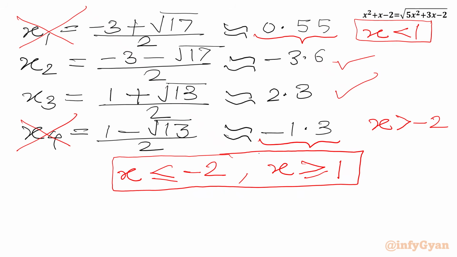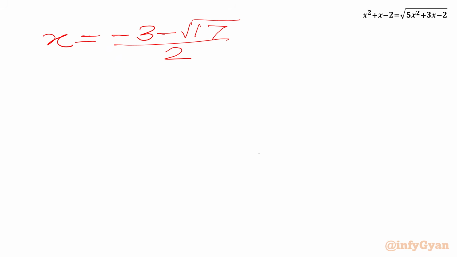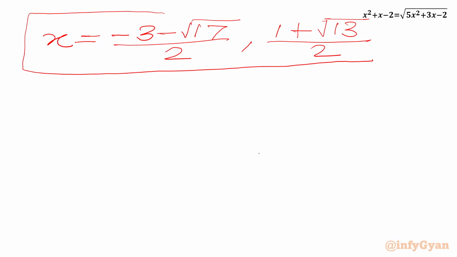So we will write our answer. X will be equal to minus 3 minus square root 17 over 2. Our first solution. And second real solution would be 1 plus square root 13 over 2. So we have two real solutions for our radical equation.